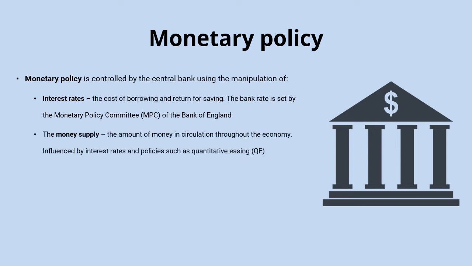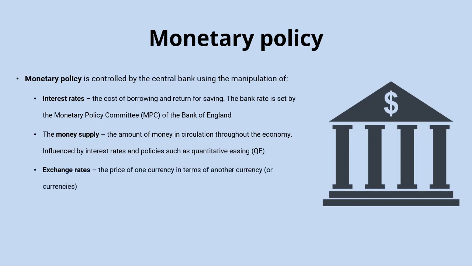Another tool they have at their disposal is controlling the money supply, which they do primarily through buying and selling bonds. So when the bank pursues a policy of quantitative easing, it's sometimes referred to as printing money, but what really happens is the bank buys up large quantities of government bonds, which releases more money into the financial system and has a similar effect to cutting interest rates.